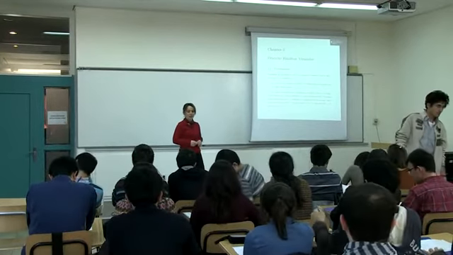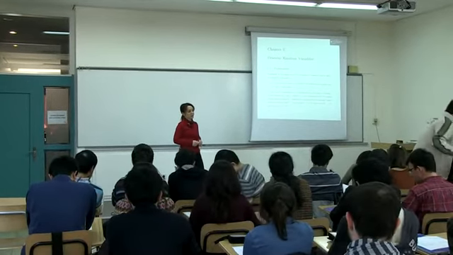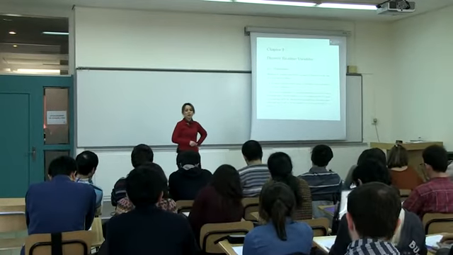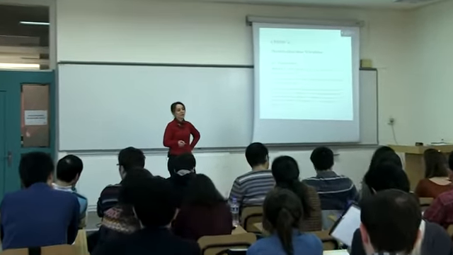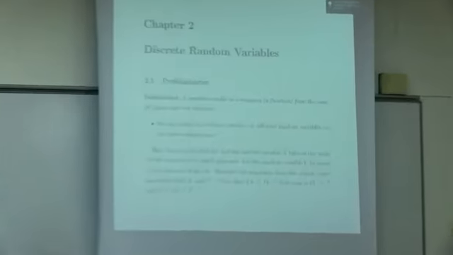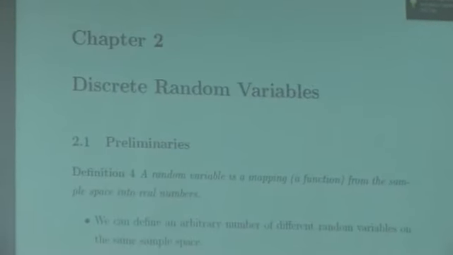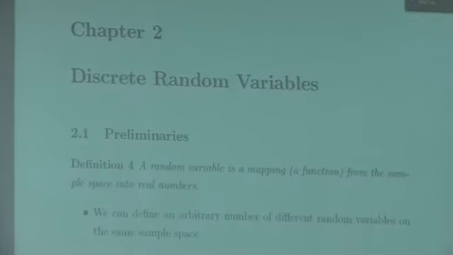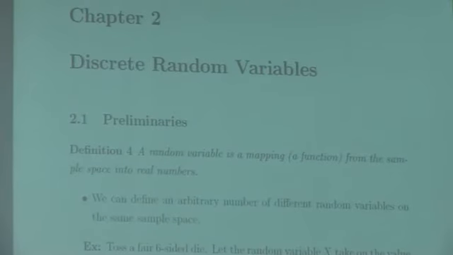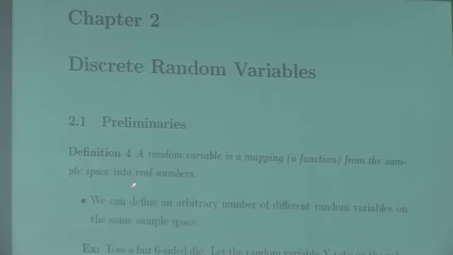Okay, the topic of the day is discrete random variables. This is where we introduce the concept of the random variable for the first time in this class. Okay, so a random variable is a mapping, in other words, a function from the sample space into the space of real numbers.